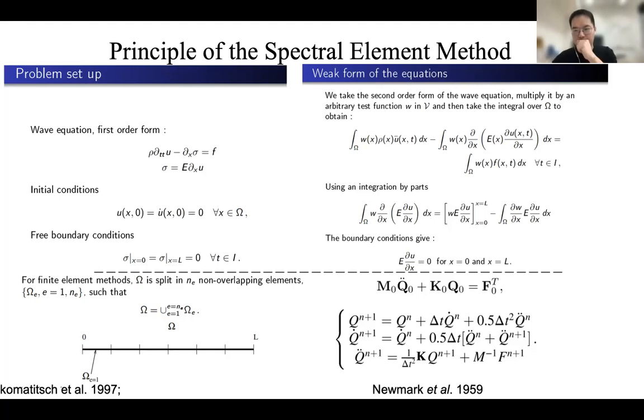we need to do integration by parts for this equation, and this part will go outside. This is the very important part: the traction at the two points. Because here we know it's zero, this part will disappear for the global simulation. But for the hybrid simulation, this part is very important because it does not disappear; it's a boundary condition.